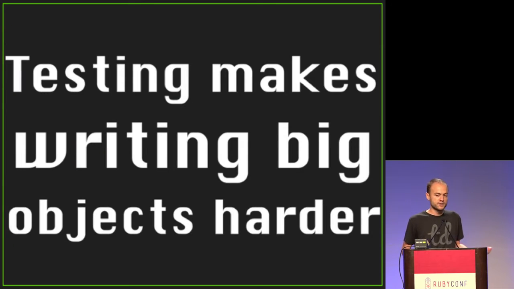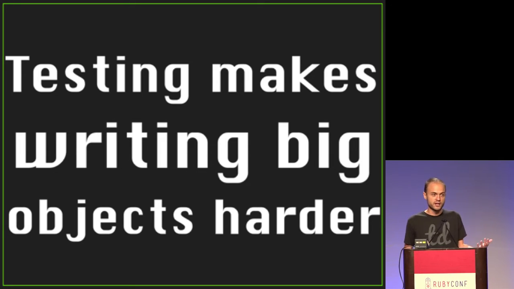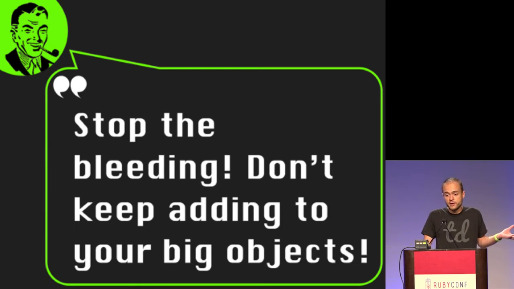And so as a result, as somebody who trains people on testing a lot, I'm not surprised at all to see a lot of teams who are used to big objects want to get serious about testing, and then they're like, wow, this is really hard, I quit. So if you want to get serious about testing and have a lot of tests of some code, I encourage you, stop the bleeding. Don't keep adding on to your big objects.